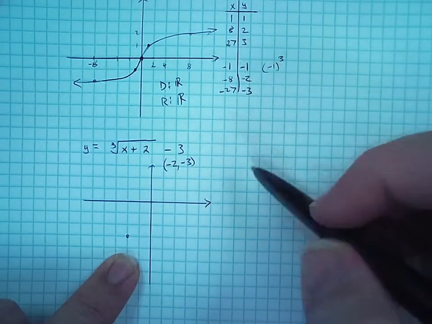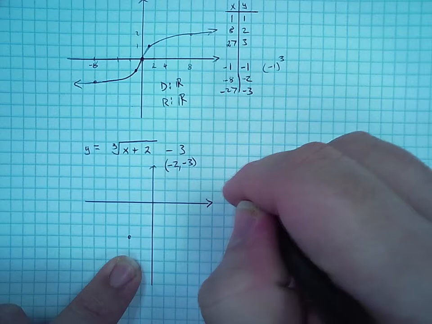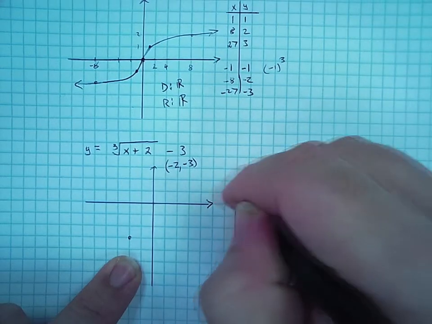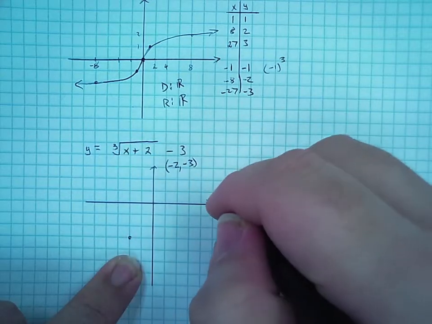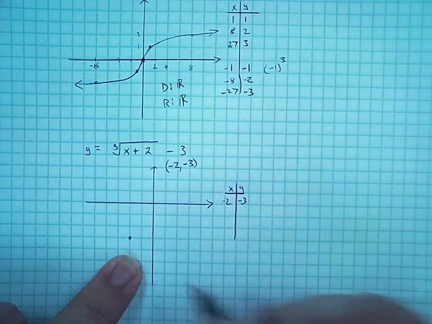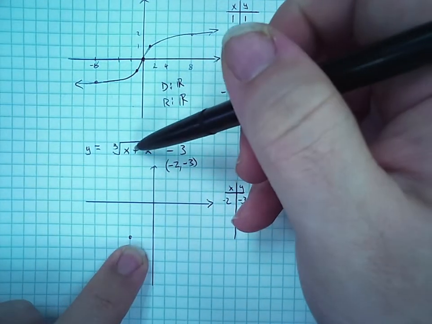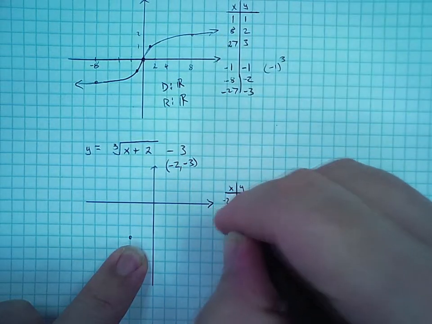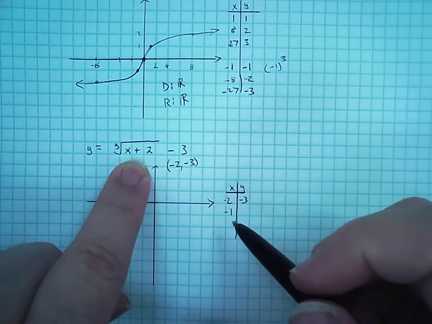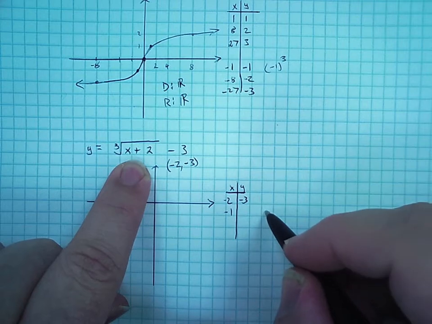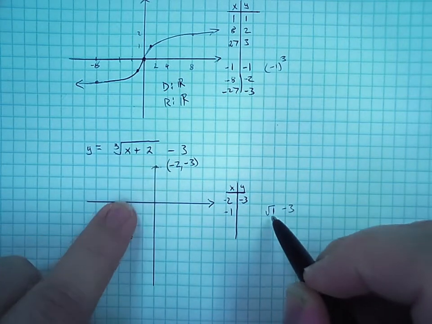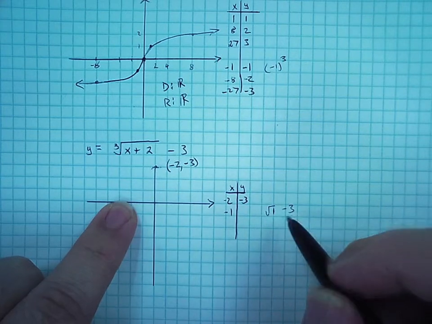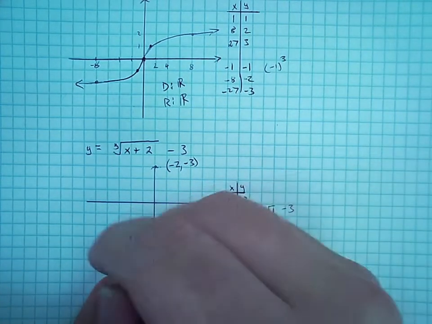Or you can use an XY chart, which I think for most of you is probably going to be your preference. So if you think about it, we've got our first point, -2, -3. I'm going to start by sticking a point 1 bigger in here, -1, in order to make it a cube root of 1. So if I stick in -1, that gives me the cube root of 1 minus 3. But the cube root of 1 is 1, so I get -2.